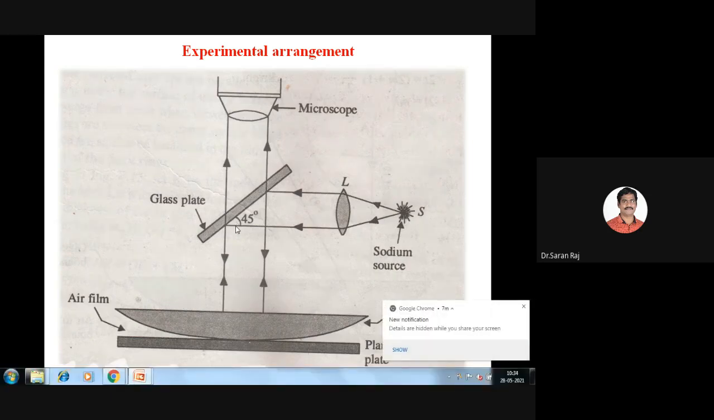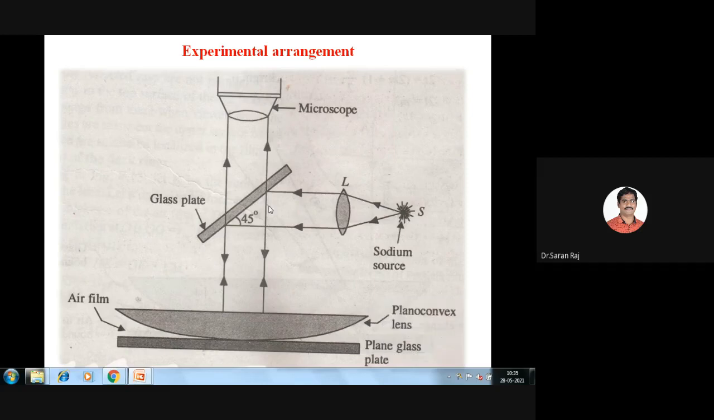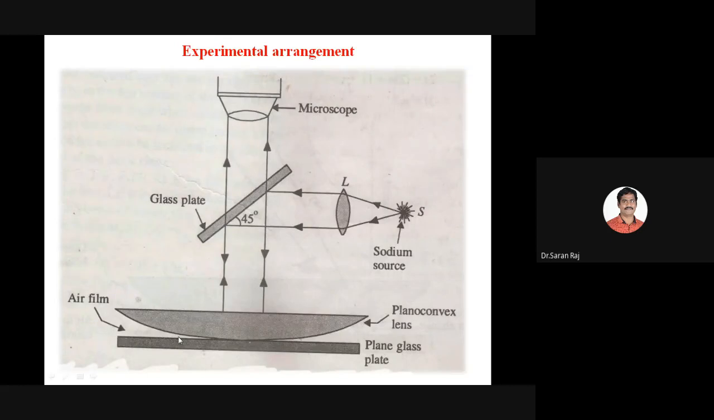G reflects normally a part of the incident light towards the air film enclosed by the plano convex lens and the glass plate. A part of the light is reflected by the curved surface of the lens, and a part is transmitted. The transmitted light is reflected back from the plane surface of the glass plate. These reflected rays interfere and produce an interference pattern in the form of circular rings. How do the circular rings form? Because of this air film: ray one is reflected here, and ray two is reflected here. These rings are seen near the upper surface of the air film through the microscope.